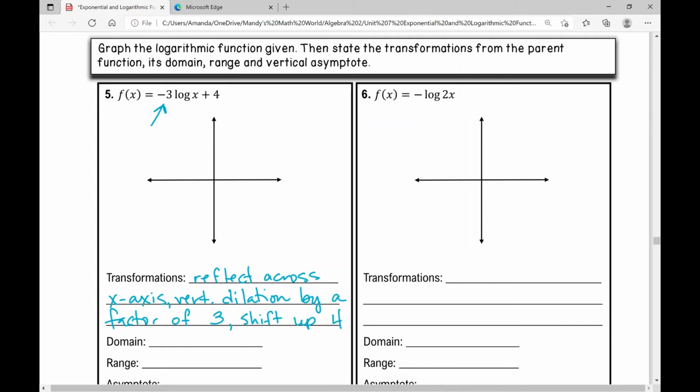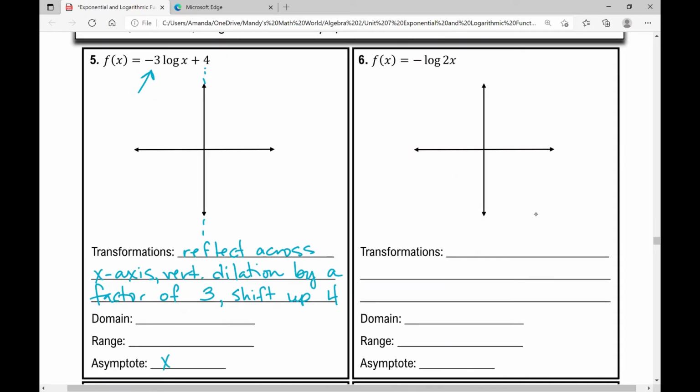Okay, so we're not moving left or right. That's what's going to affect the asymptote for the logarithmic function. Up or down affected the asymptote for exponentials. Left or right affects the asymptote for logarithmic functions. So that's kind of where I like to start. The asymptote stays the same. It's at x equals 0.